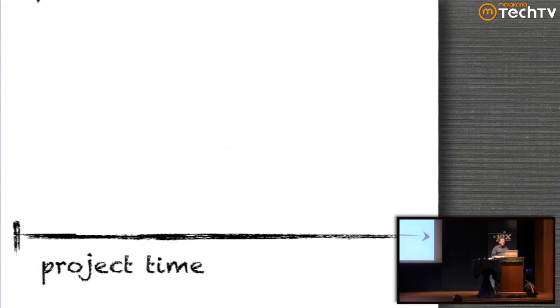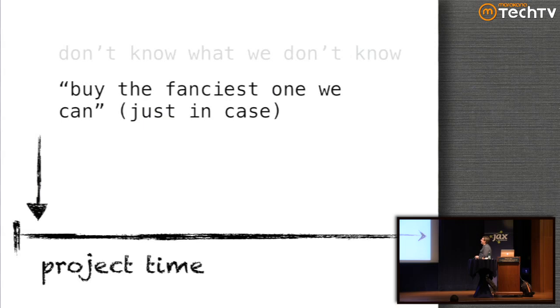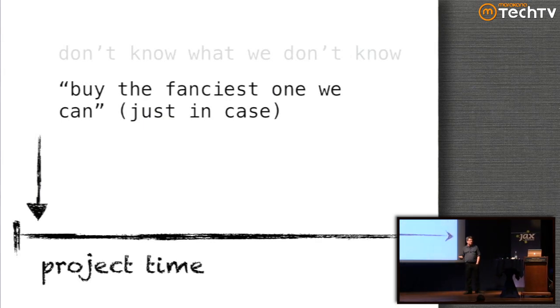But notice what happened there. A couple of things actually happened that were of interest. Notice at the very beginning of the project, the main characteristic is you don't know what you don't know. So a lot of projects, in a knee-jerk way, say, well, let's buy the fanciest piece of infrastructure we can, just in case we need all that capability later.